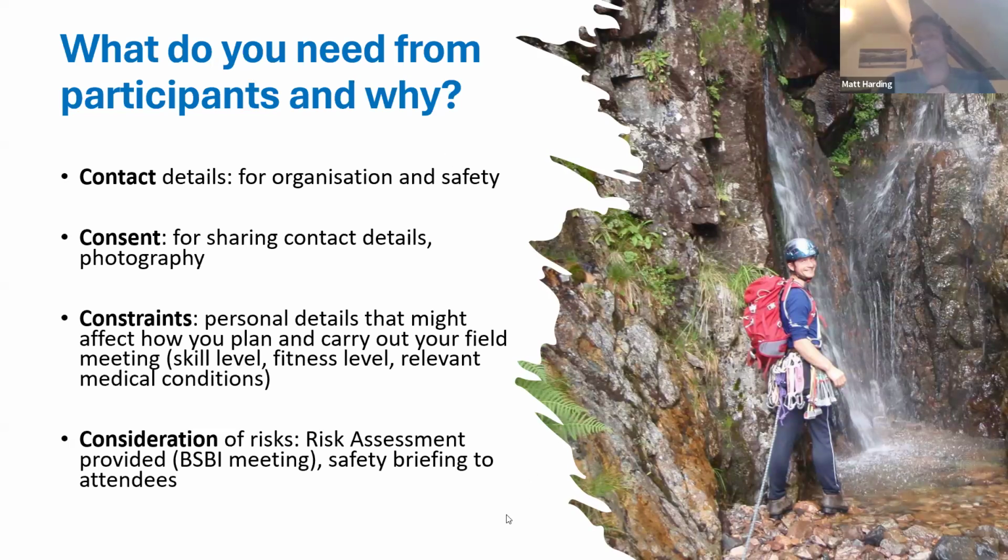You need their consent, firstly, for sharing contact details with other leaders. You also might need consent for photography. And these are things that you can pick up quite easily in some of the planning. You need information on potential constraints, so personal details that might affect how you plan and carry out your field meeting. Botanical skill level is one of them. If you're running a general recording meet and you have everybody from super botanist supremo down to never looked at a plant before, if you have that information, you can split your group, you can assign mentors, you can manage it in a much more effective way.